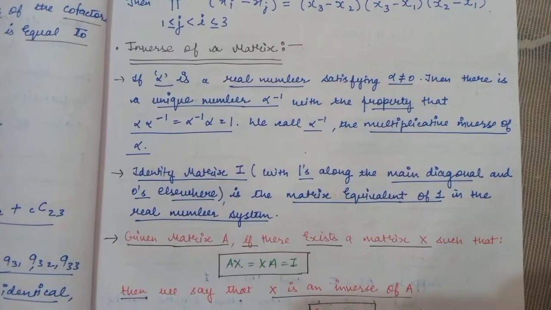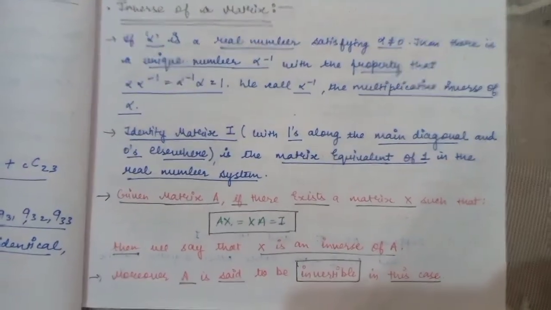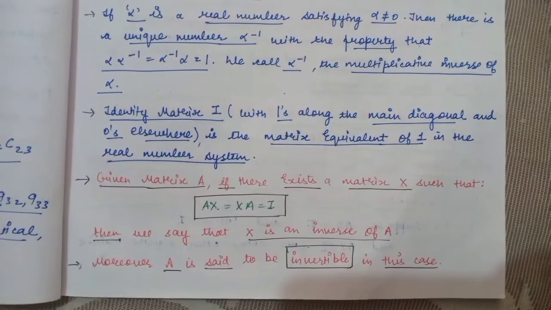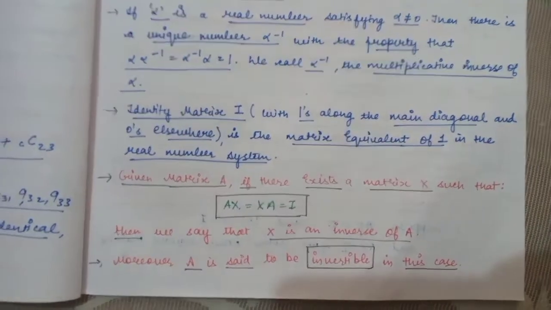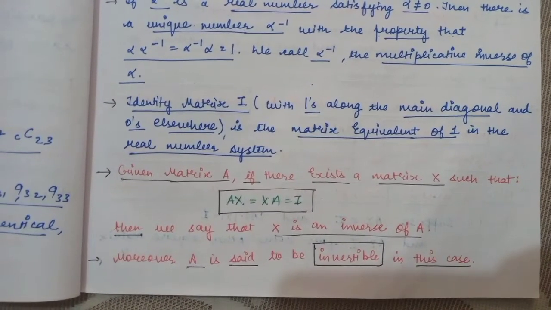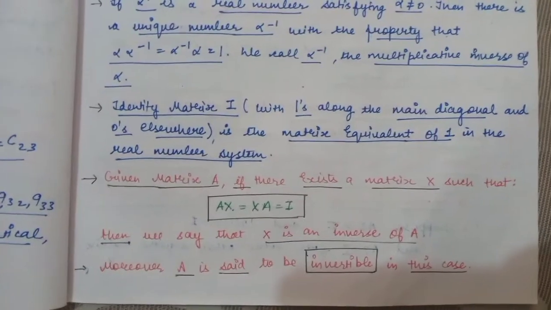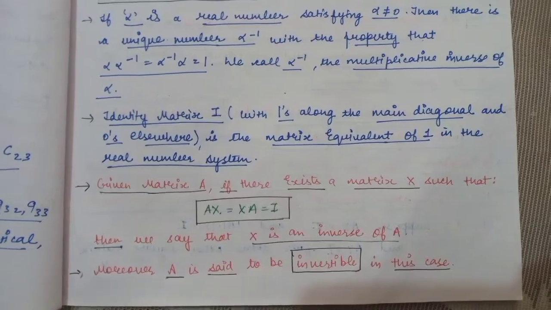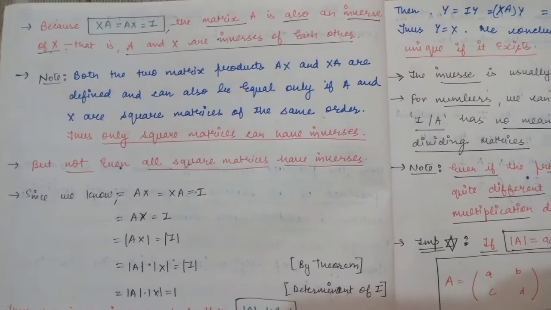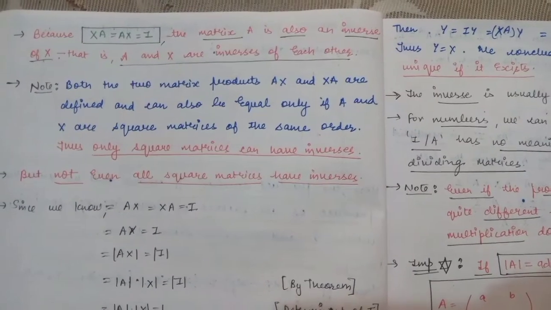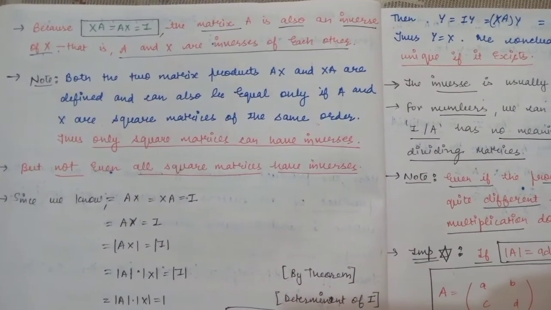Hello, now we are going to talk about inverse of a matrix. If we have a matrix A and there exists another matrix X such that A into X is equal to X into A and that is equal to the identity matrix, then we can say that X is an inverse of A. We also can say that A is invertible. Now since XA = AX = I, the matrix A is also an inverse of X. That is, A and X are inverses of each other.